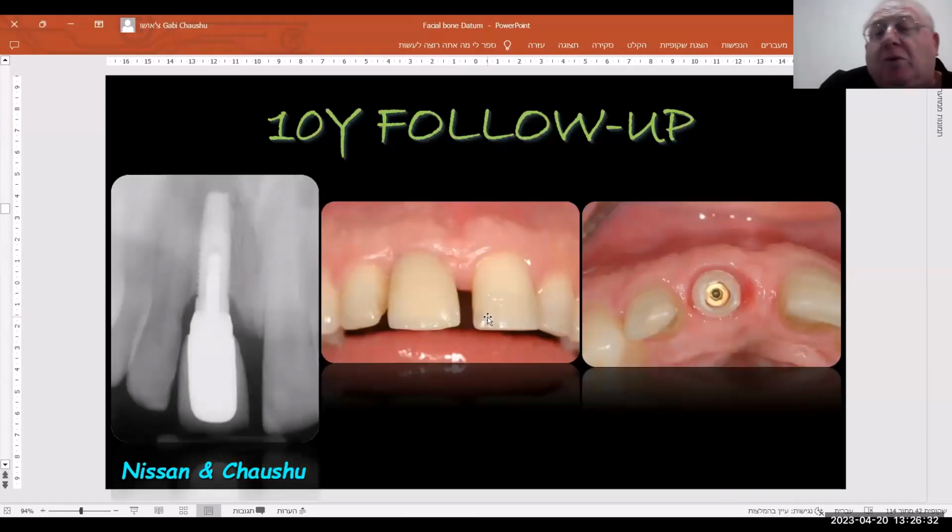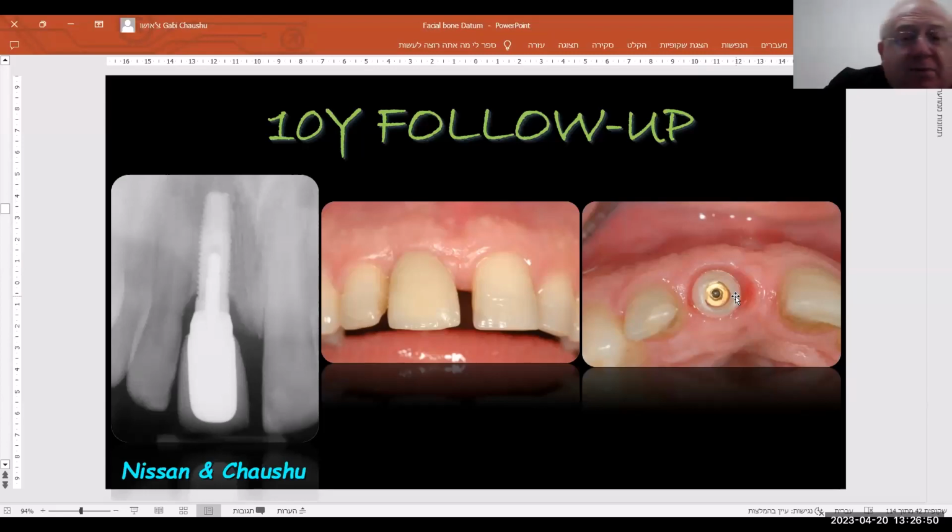But this is more important. Look at the same case 10 years afterwards. We have here a little bit of marginal bone resorption, but it is completely acceptable for a 10-year case. If you look at the clinical view, it's really very nice.